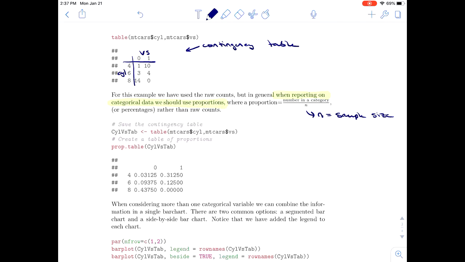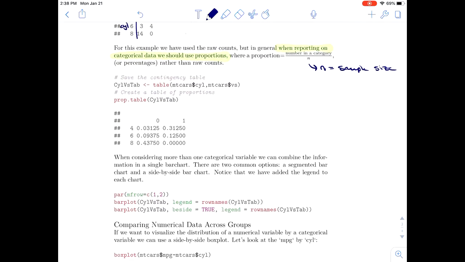So we should use proportions instead. What that means is, instead of having this table of 1, 10, 3, 4, 14, and 0, we would say, well, for this first one, four cylinders, V-shaped engine, we should have 1 out of 32 there instead. 10 out of 32, 3 out of 32. So we should be looking at these proportions out of the total.